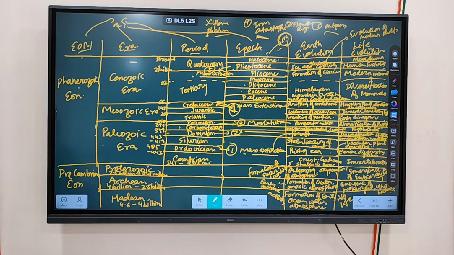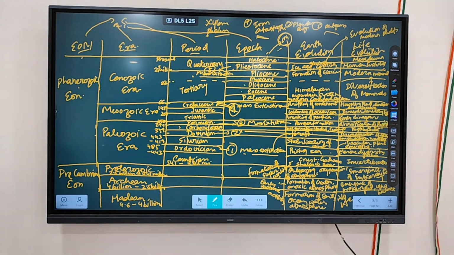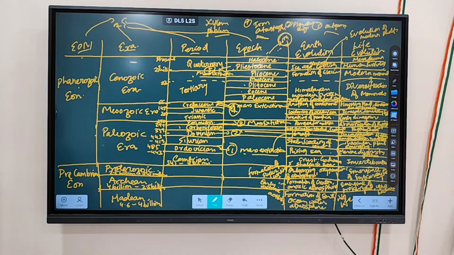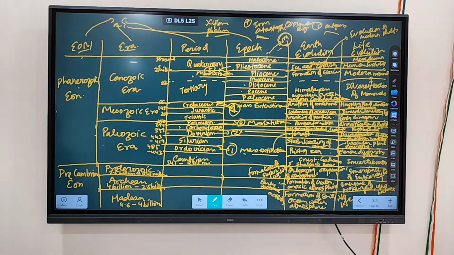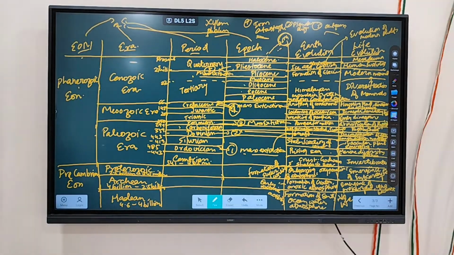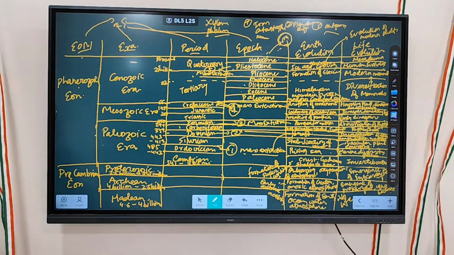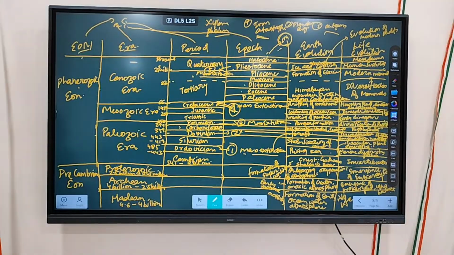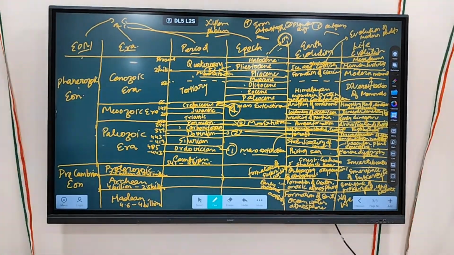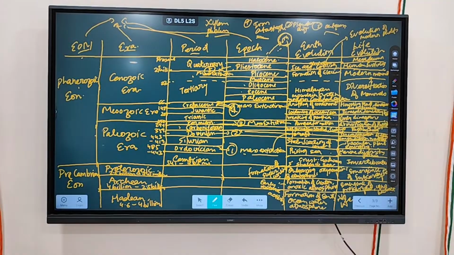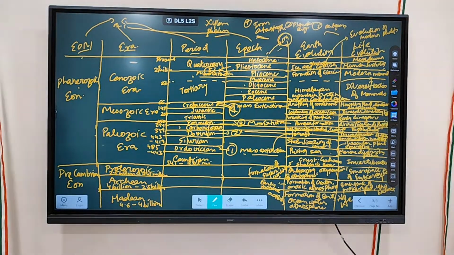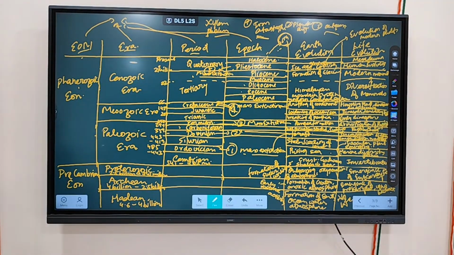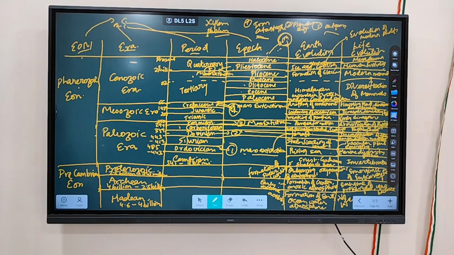Why is the sixth mass extinction happening? Because of climate change. And why is this climate change happening? It is because of humans emitting a large amount of greenhouse gases, which is leading to global warming. Clear? So the first five happened because of natural reasons. The sixth mass extinction is happening because of human reasons. Fine. Any doubt regarding this particular thing?